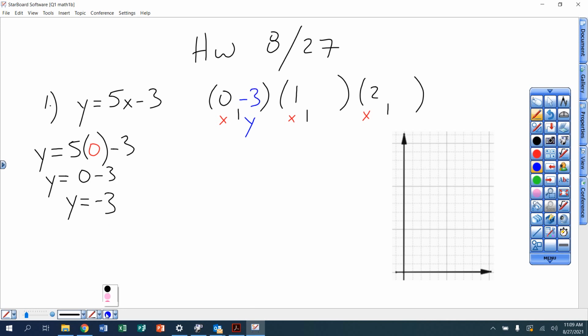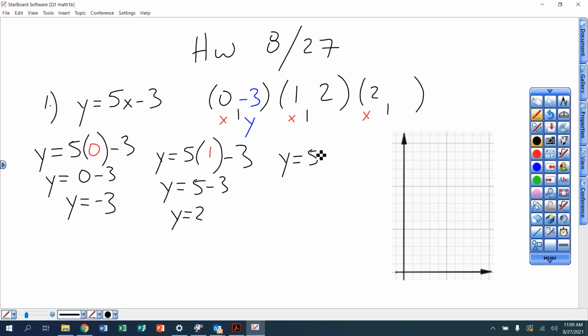If I plug in 1 for x, keep going. Same equation, but instead of replacing that x with that 0, now I'm replacing it with 1. So 5 times 1 minus 3 gives me, when x is 1, y is 2. Plotting my next one. 5, where that x is, put that 2. Gives me, when x is 2, y, dependent on what I'm plugging in for x, is 7.